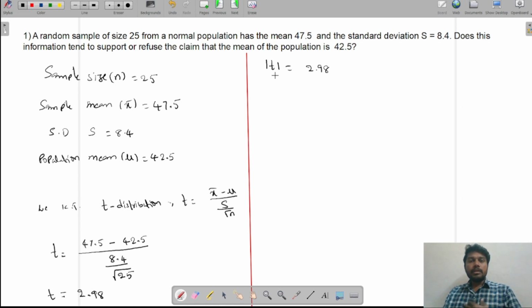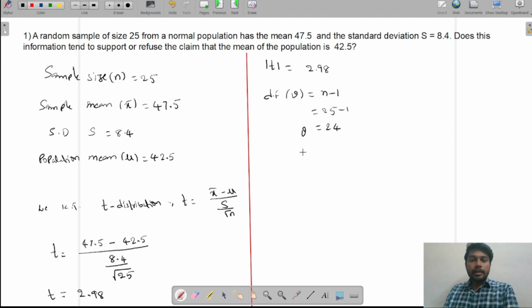Now we need the value of the degrees of freedom. So what is the formula for the degrees of freedom? Degrees of freedom, which will be denoted by small v and pronounced nu, is equal to n minus 1. So here 25 minus 1 is equal to 24. So this is the value of the degrees of freedom, nu equal to 24.